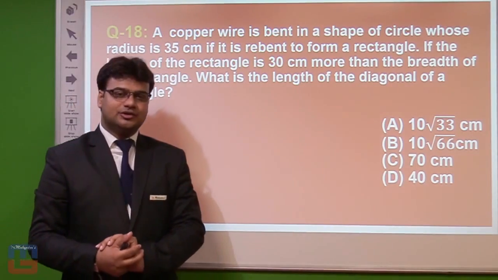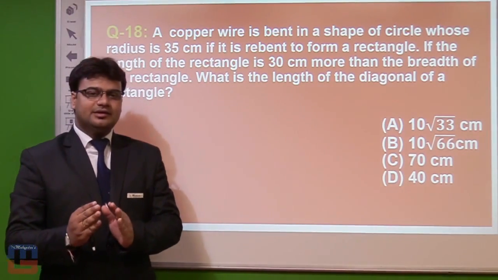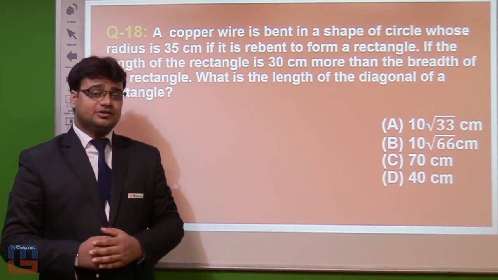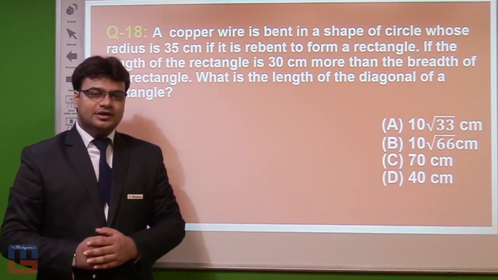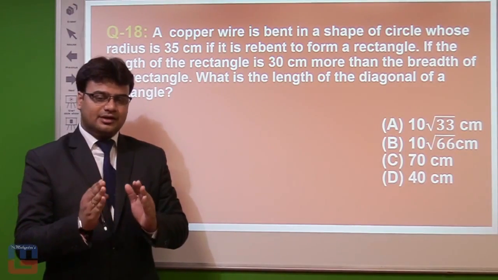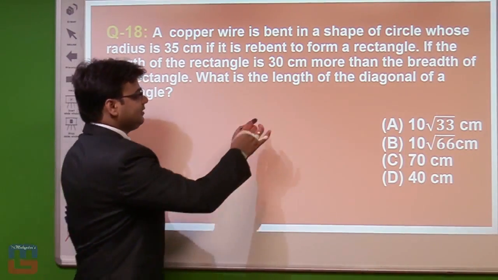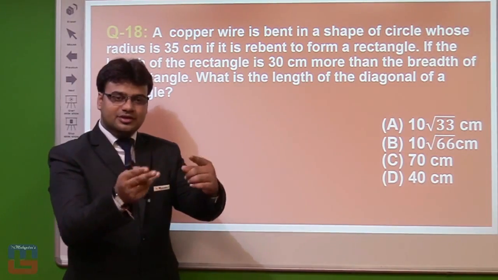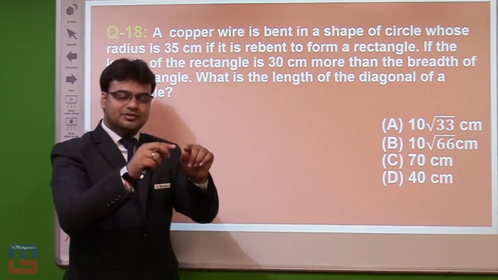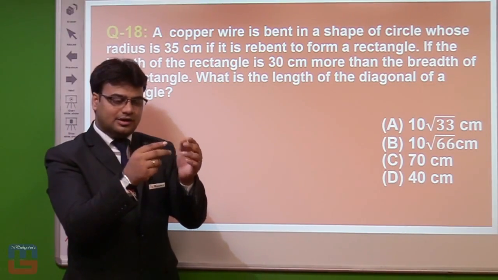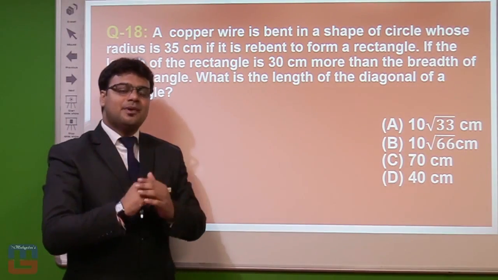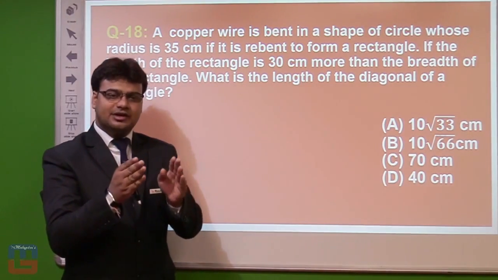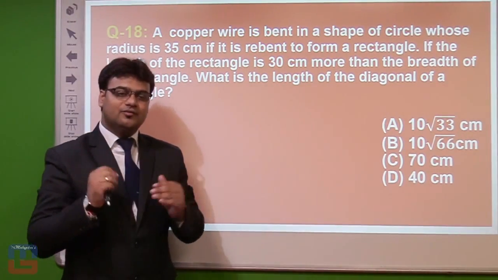That's the 18th numerical question. A copper wire is bent in the shape of a circle whose radius is 35 centimeters. If it's rebent to form a rectangular wire... When a wire is bent in the form of a circle or any shape, its wire length becomes the perimeter of that shape. Whichever shape it is converted to, its perimeter is equal to the length of the wire.